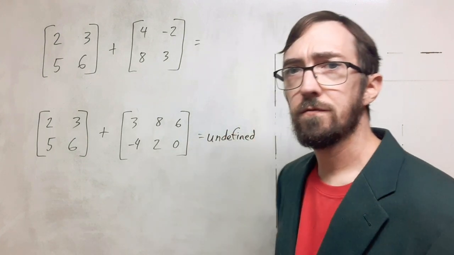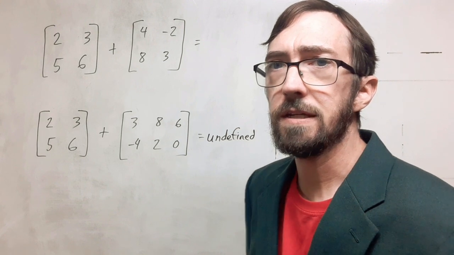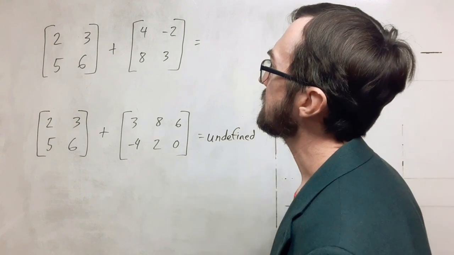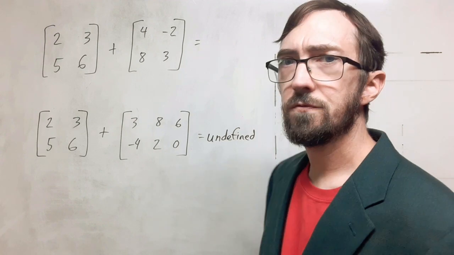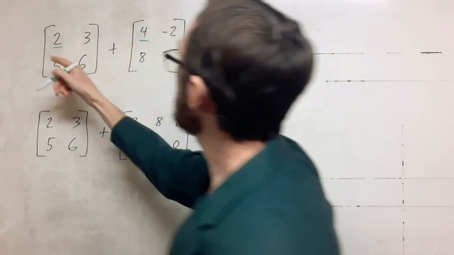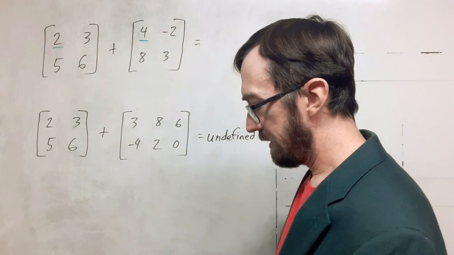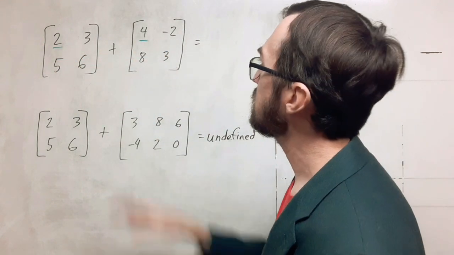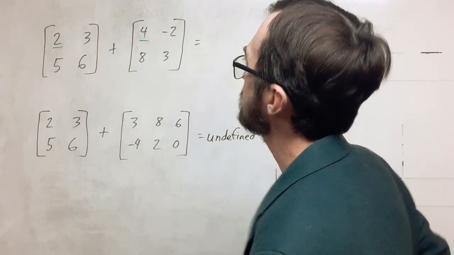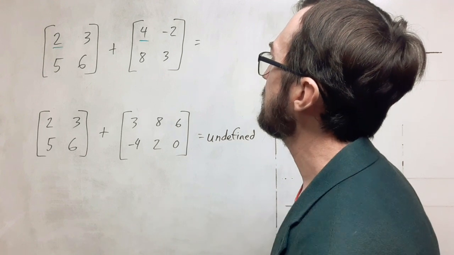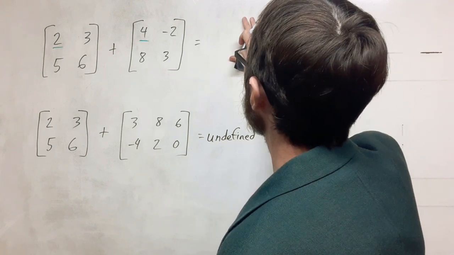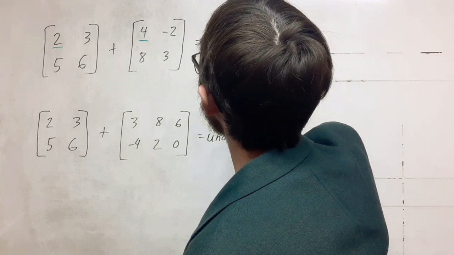Now that we've identified what we can add here, we're going to look at how we actually add matrices. And this is fairly straightforward. We look at the positions that are corresponding, and we will add those terms together to get the corresponding sum. So since we have a 2 by 2 matrix, our sum will be a 2 by 2 matrix.